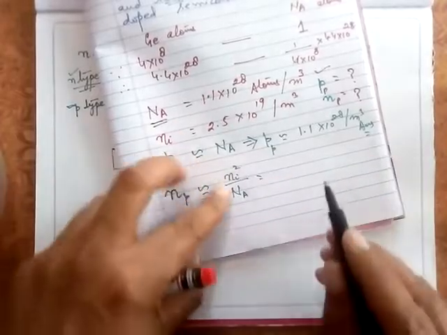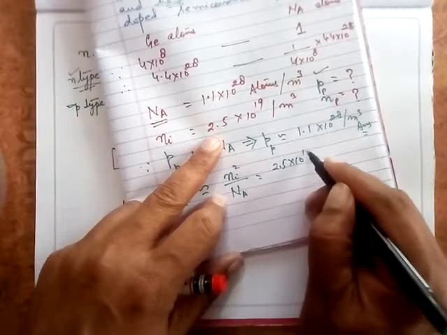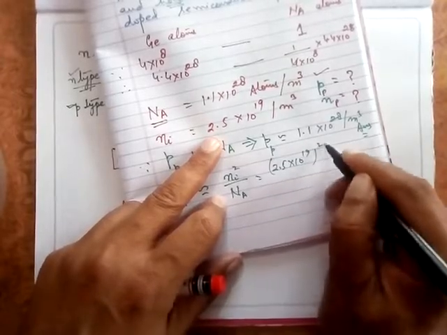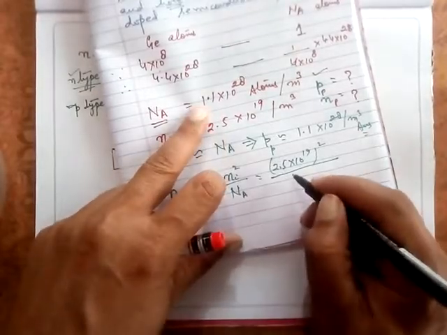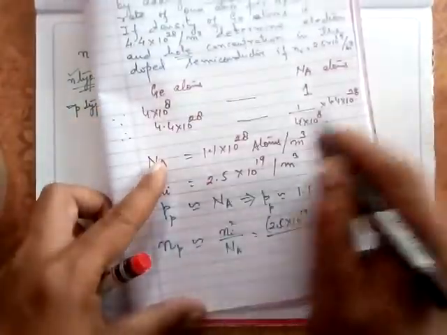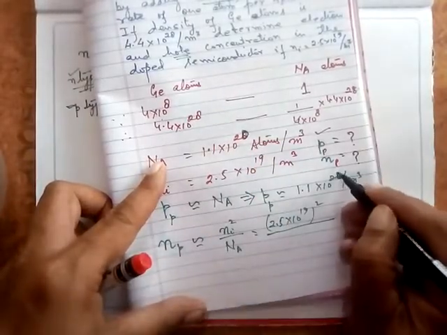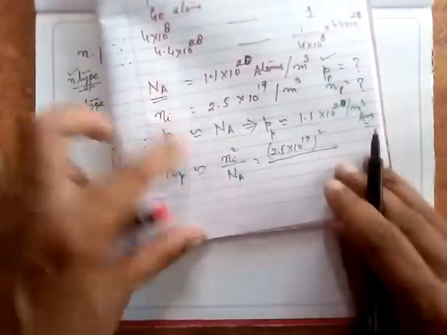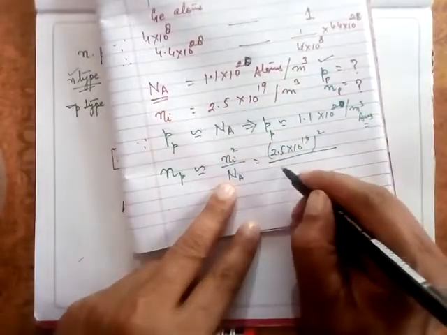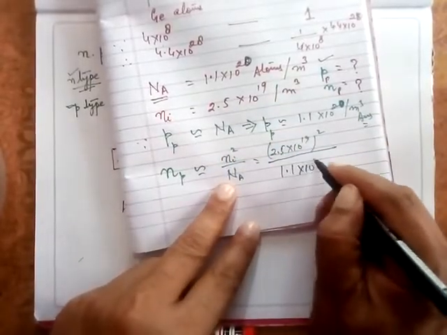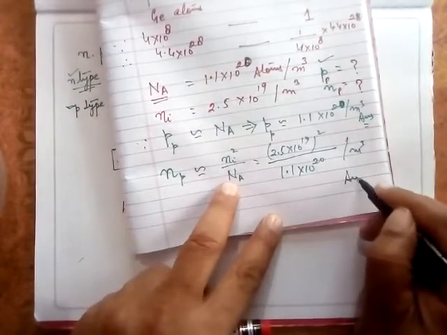This Ni is given to you as 2.5 into 10 to the power 19, whole square, upon Na. It won't be 28, I think it should be 20. I'm sorry, 28 minus 8, it is 20. Upon the value of Na, you have found it is equal to 1.1 into 10 to the power 20. So whatever you find, this much per meter cube is the final answer.